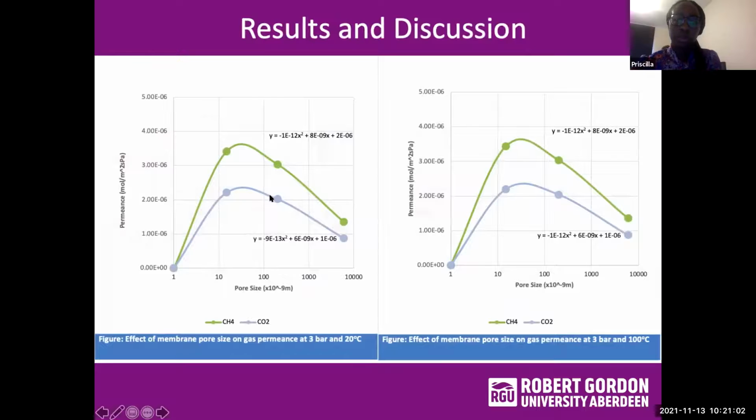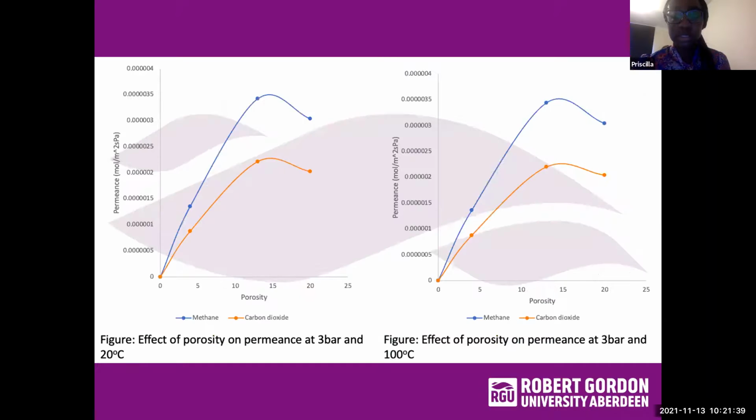The major things that we're considering in this work were the effect of pore size, porosity, and tortuosity on the permeance of gases, CO2 and CH4, which are the major biogas components. And we found that the permeance decreases with an increase in pore size. And this can be clearly seen from the graph. The graph also shows us, from the equation, that there's a mixture of Knudsen diffusion and viscous flow in the behavior of these gases.